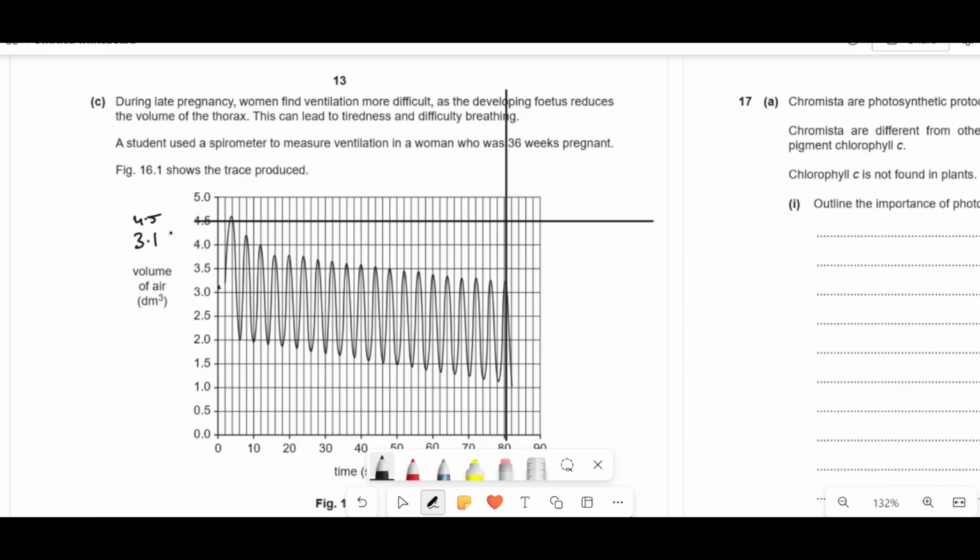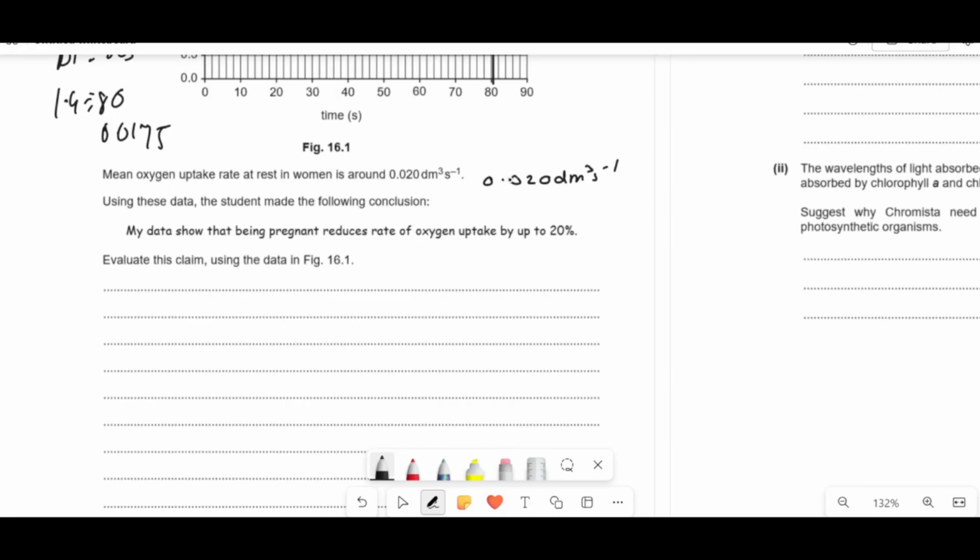3.1, let's go? So then the change in our volume is going to be 4.5 minus 3.1, which gives 1.4 dm cubed. And the time frame over which this happened was 80 seconds. So then the uptake in dm cubed per second would be 1.4 divided by 80, which gives you 0.0175.